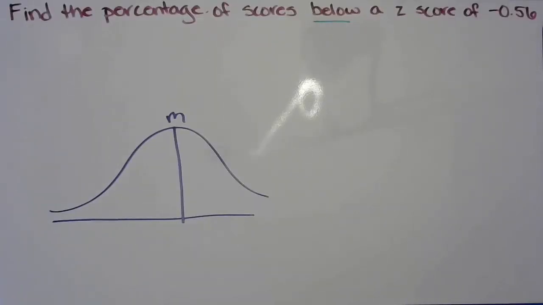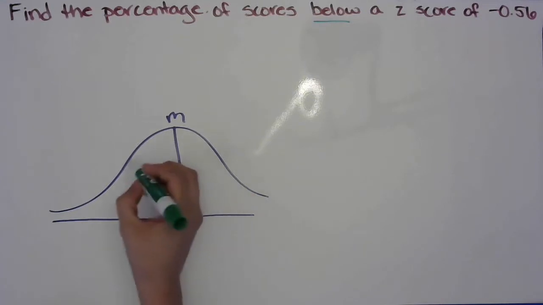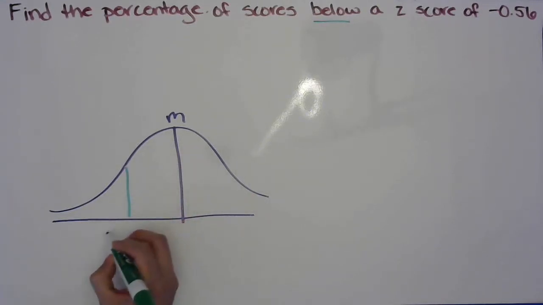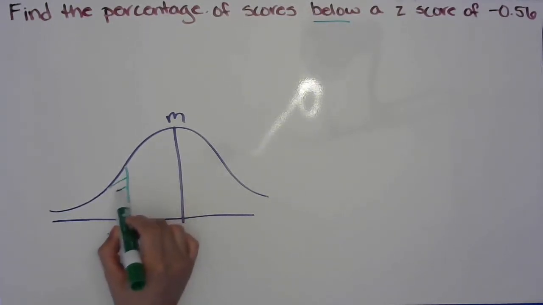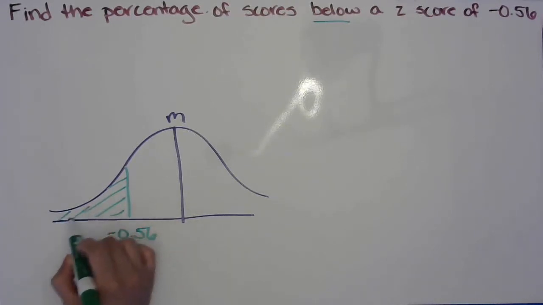Okay, last one. Find the percentage of scores below a z-score of negative 0.56. Now, since our z-score is negative, that tells us that it's going to be on the left side of the mean, below the mean. So since our curve is already drawn, let's go ahead and plot, shade, and percent. So our z-score is negative 0.56, and we are looking for everything below that z-score. That is going to be this entire area here.